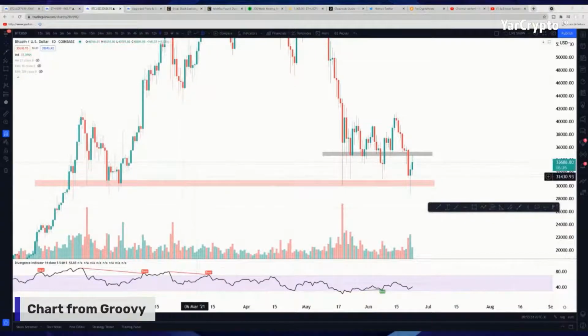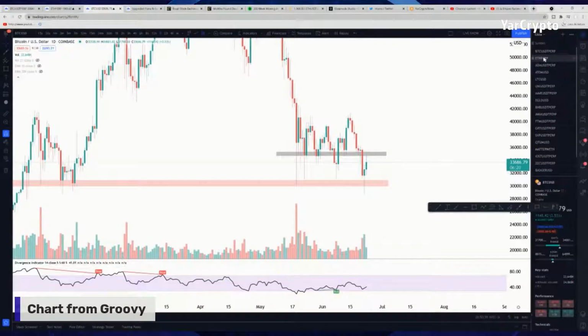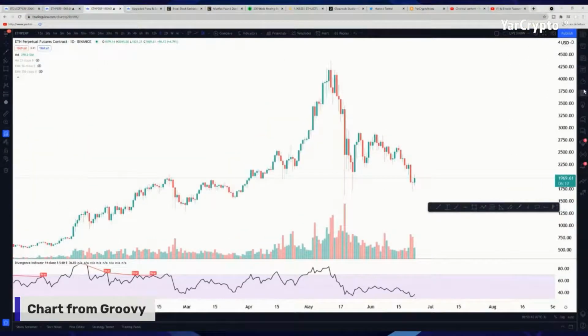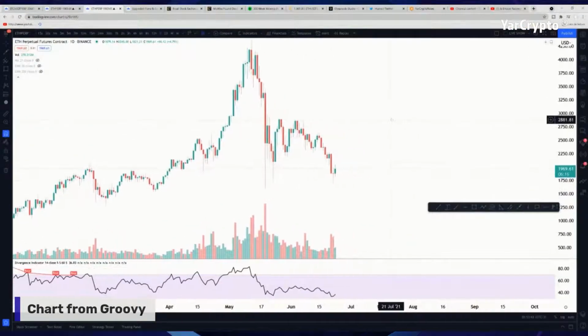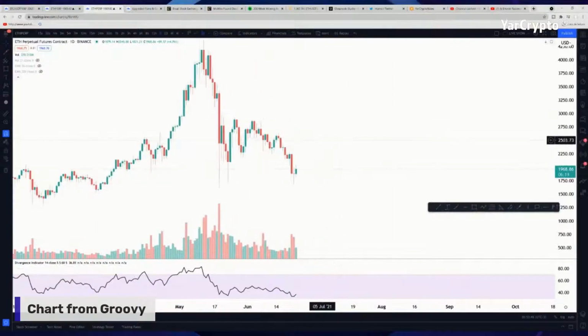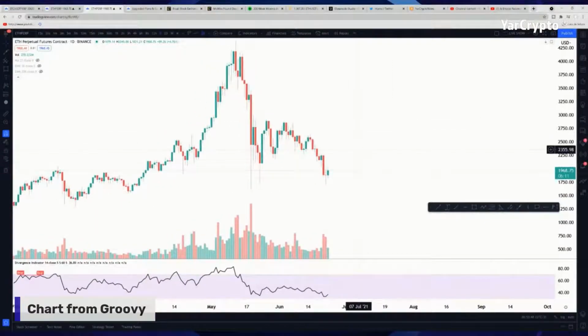Have we got anything on Ethereum? Yes, we have. So Ethereum actually, if we take a look at this chart here, we have a little more structure on Ethereum. So we have a lot more clear areas that the price has respected.